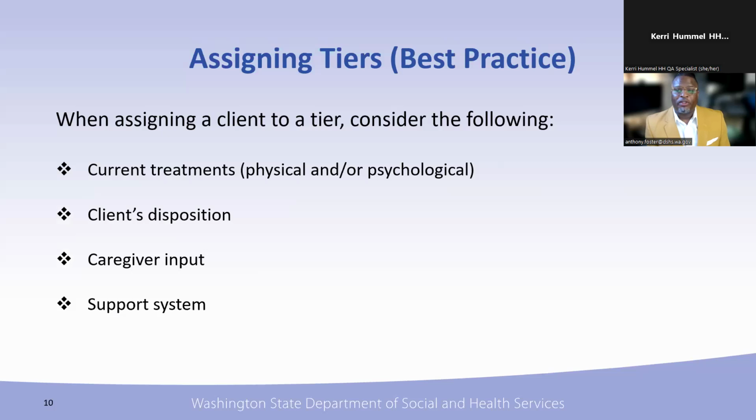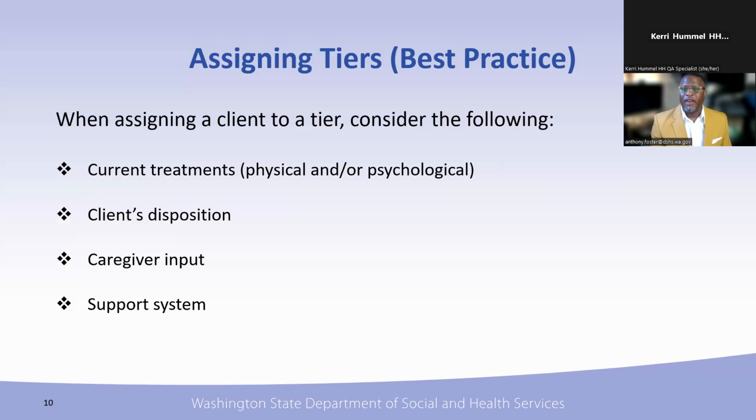And then, of course, continuing with assigning tiers, you want to consider current treatments, physical or psychological, as we just talked about briefly. The client's disposition: when you talk with them, does it seem as if they're coherent? Does it seem like they understand? Do they appear to understand how to handle their conditions? Are they actively participating in their treatments? Are they struggling with their conditions and their treatments?